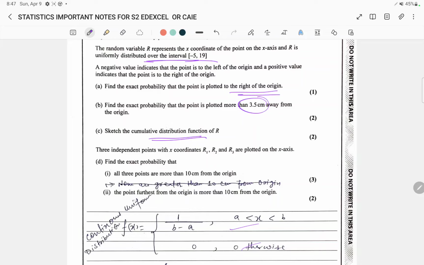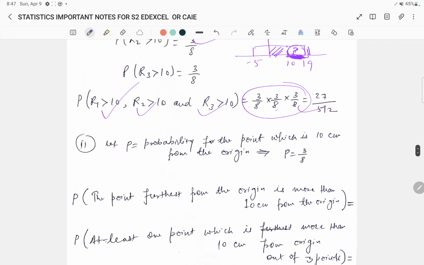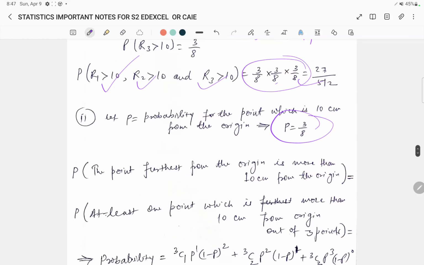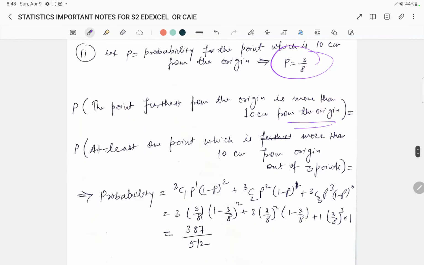Find the exact probability that the point furthest from the origin is more than 10 centimeters from the origin. The point furthest from the origin is more than 10 centimeters from the origin. Furthest. Okay, what is the meaning? Let us understand. Let p be the probability for the point which is more than 10 centimeters from the origin, which is 3/8. Now, the point furthest from the origin is more than 10 centimeters from the origin. It means at least one point, which is furthest, is more than 10 centimeters from the origin out of 3 points. Okay, so out of 3 points, at least one point should be there.